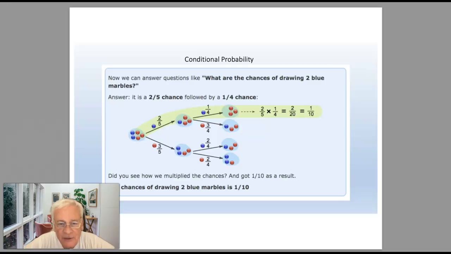Now we can answer questions like this. What are the chances of drawing 2 blue marbles? What's the probability we get 2 blue marbles? Well, you look at the tree diagram and you follow the selections, both of them being blue, and you multiply those 2 probabilities together. Those are 2 dependent events. They both have to happen, so you multiply them together. 2/5 times 1/4, like they do right here. We end up with 2 over 20, or 1/10. That's the probability that both marbles are going to be blue.